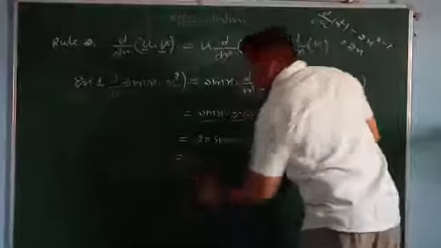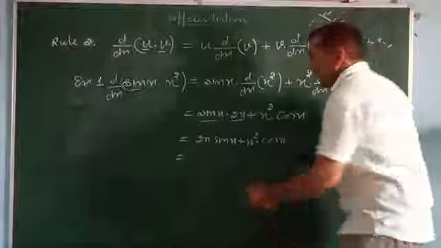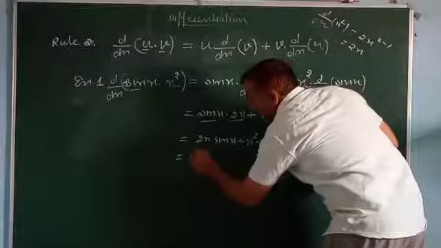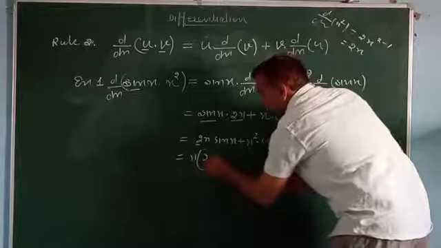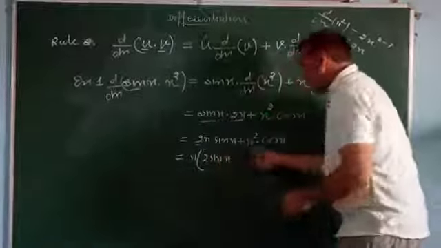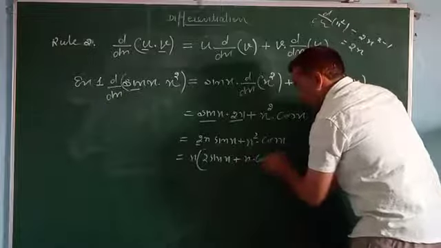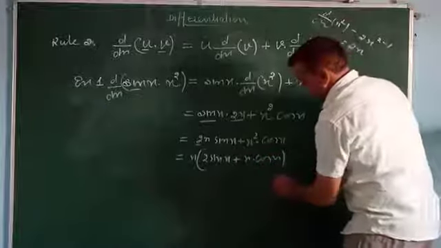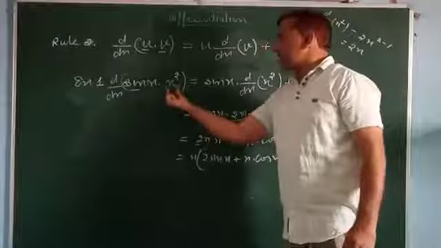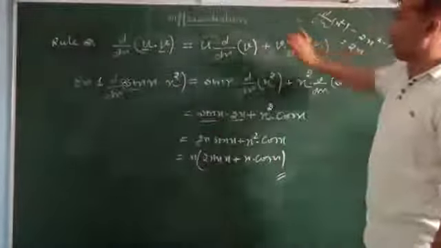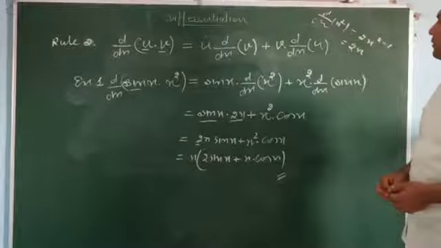Friends, from here we can take common x, that is x into 2 sin x plus x into cos x. This is the derivative of our function sin x into x square using the product rule. Students, I hope you are getting my points.